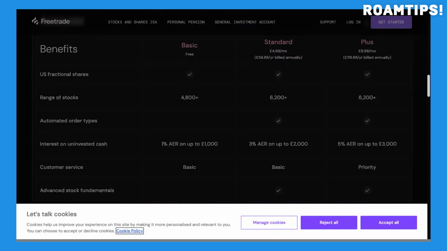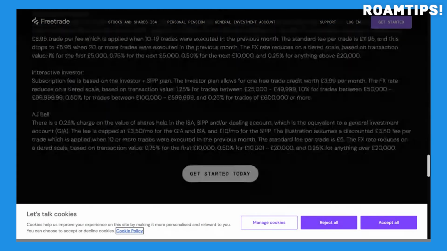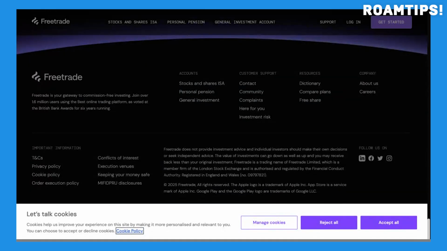In conclusion, Freetrade tax software is a highly recommended tool for Freetrade users looking for a simple yet effective way to manage their investment taxes. Its automation features, accuracy, and user-friendly design provide investors with peace of mind during tax season.